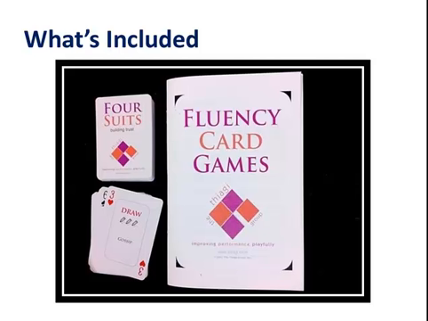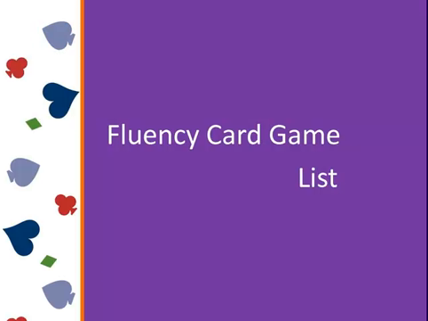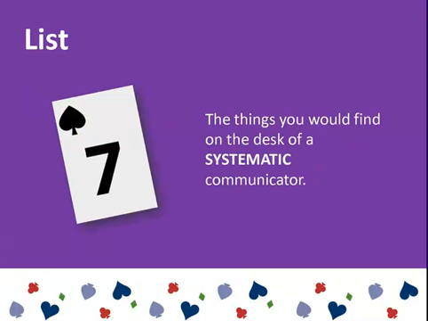Okay, Tracy, let's play a game. Show them one. Okay, well, we've adapted again the cards so that it plays well on the webinar too. So let's take a look at the first one. This is the fluency card game called List. Normally the text would be written on the card, but your job is to think of the things you would find on the desk of a systematic communicator. What would be on the desk of a systematic? Try to recall about the systematic communicator and type in the chat box the things you would find on their desk.